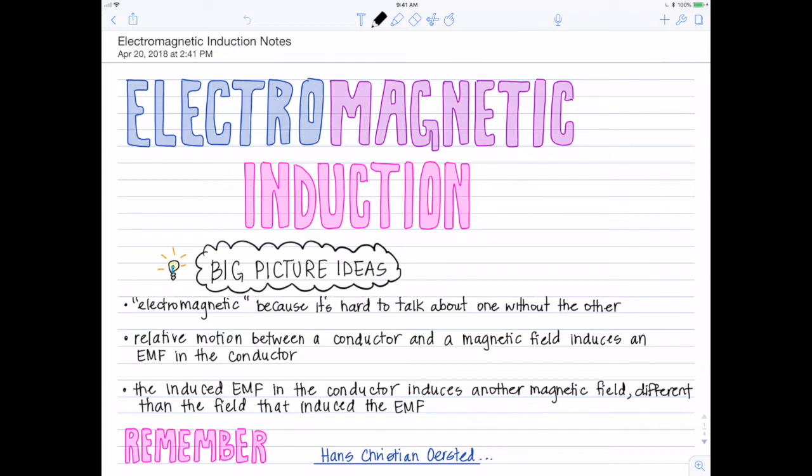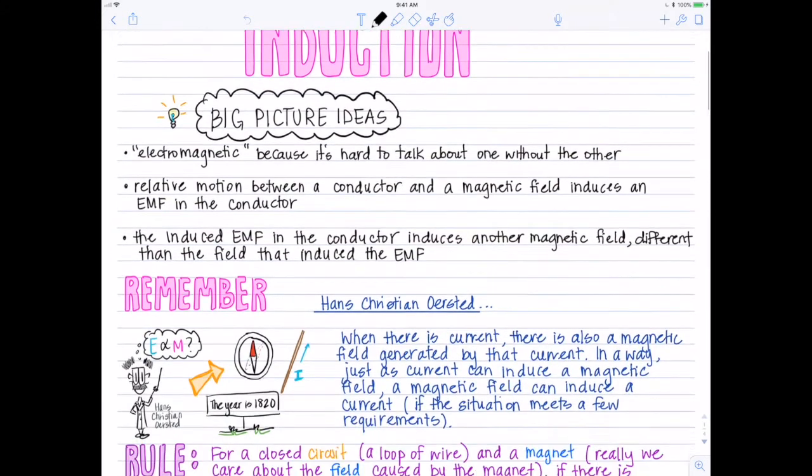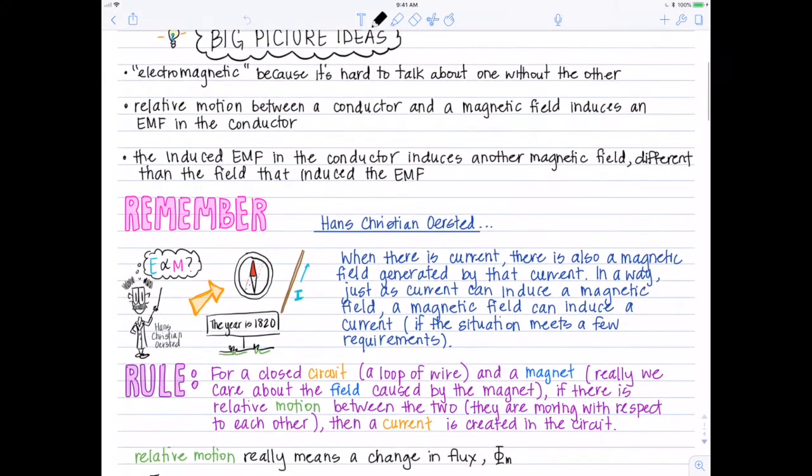Okay, so remember back we talked about Hans Christian Ørsted. He was the physics instructor who made his great big discovery during a lecture. And his discovery was that when you have current running through a wire, there will also be a magnetic field. And this he observed by running current through a wire and seeing a compass needle deflect. So when there is current, there's also a magnetic field generated by that current. And just as current can induce a magnetic field, a magnetic field can also induce current with those parameters met that we mentioned earlier.